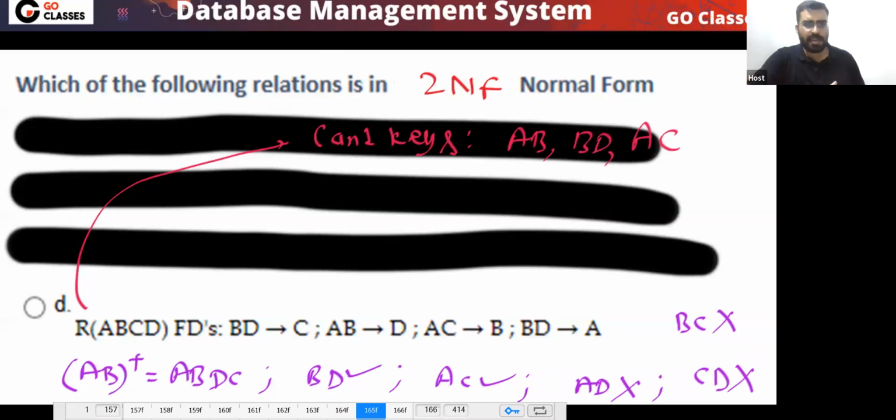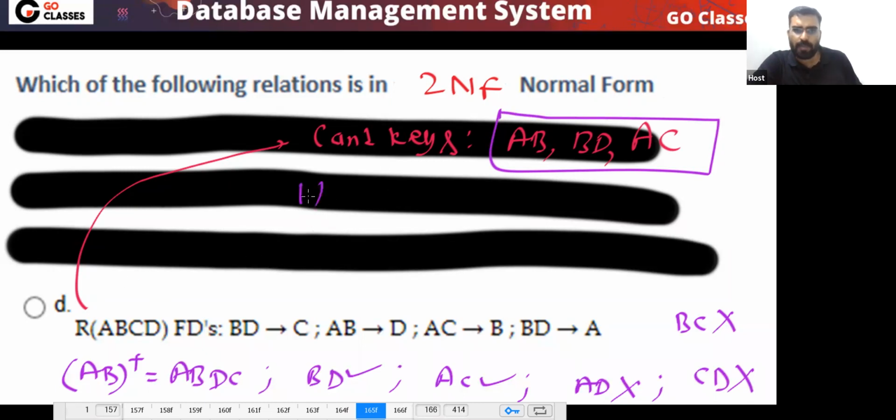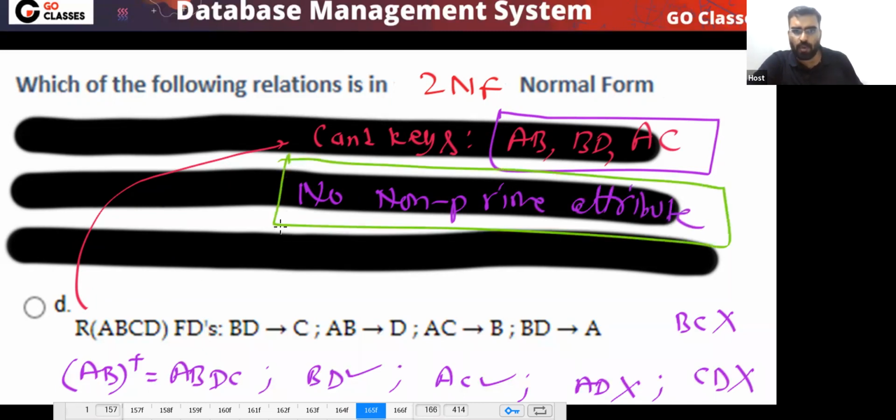Now tell me, can you create a partial dependency? First of all, what is a non-prime attribute? Again, there is no non-prime attribute. Because there is no non-prime attribute, there is no problem. So this is also in 2NF.